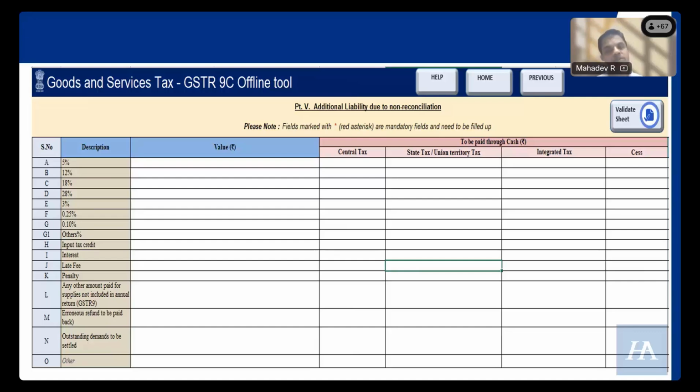Now we can say that 9C is also self-assessed tax. The credit which is there in our electronic credit ledger can be used for payment of CGST, SGST or IGST. So based on the same logic, we can always say that the taxpayer still has the right to pay any additional liability through DRC-03 utilizing the credit. He need not wait, or he doesn't have to pay it only through cash.